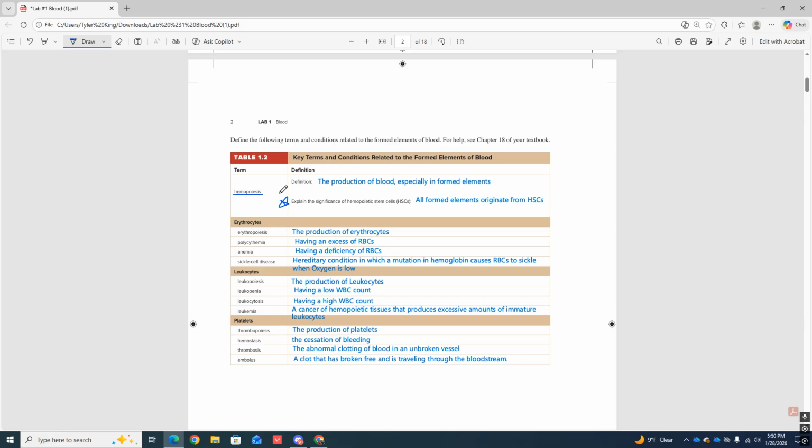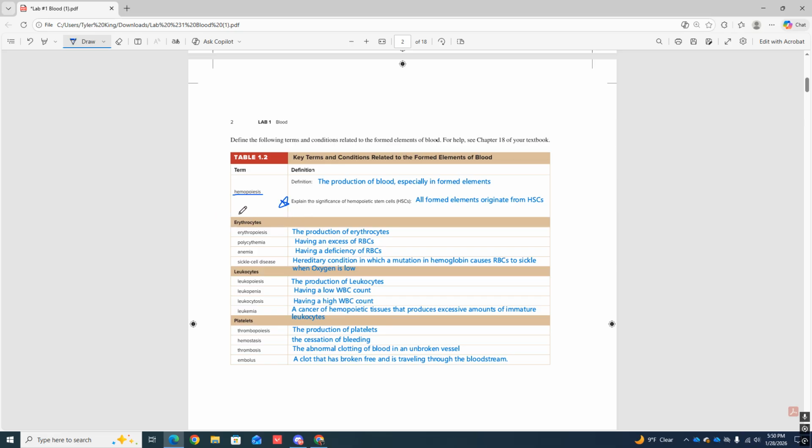So the little sub-learning objective here is explaining the significance of the hemopoietic stem cells. HSCs is their other abbreviation. This learning objective is that all formed elements originate from HSCs. So if you just know what the significance of HSCs is, you guys are going to be golden on that question too. All you got to know is all formed elements originate from HSCs. Very, very straightforward.